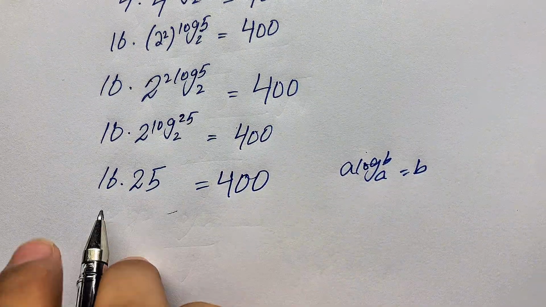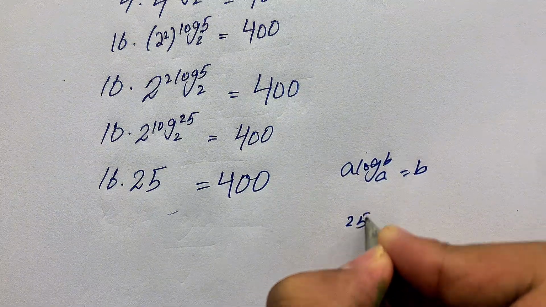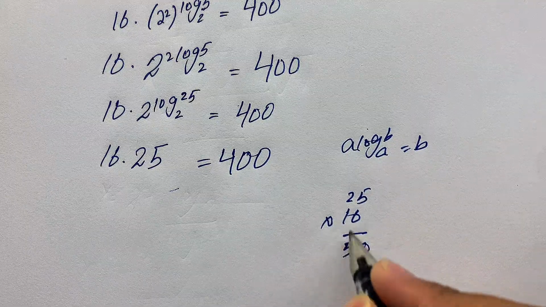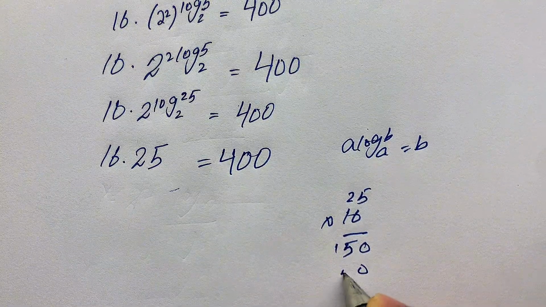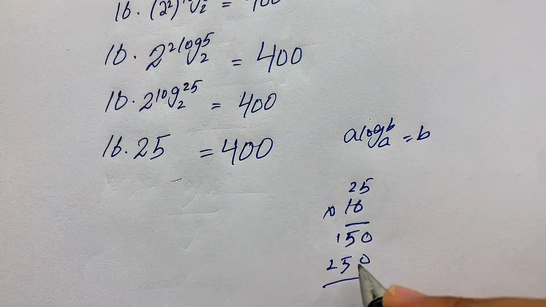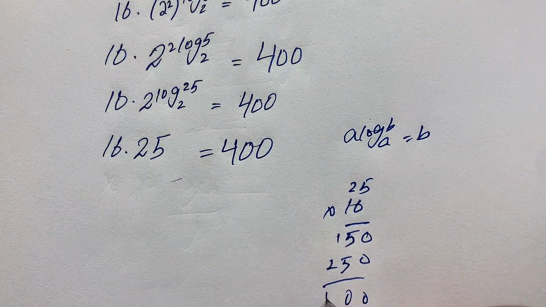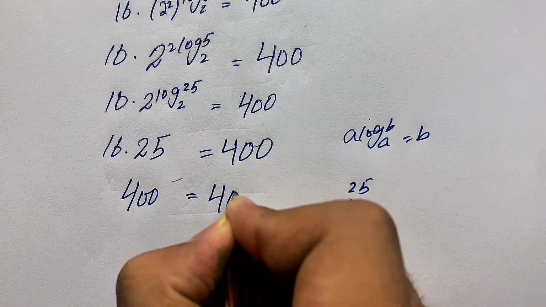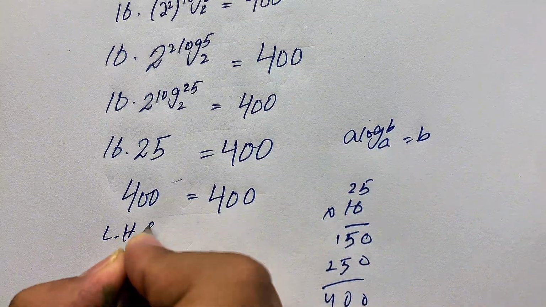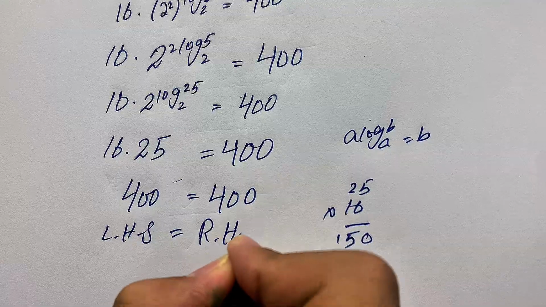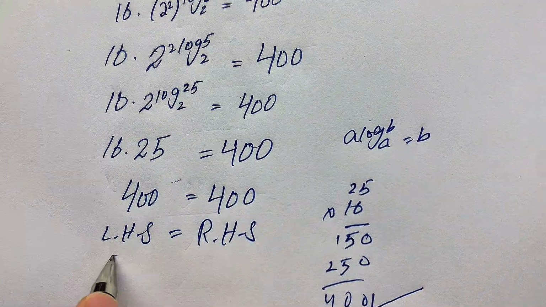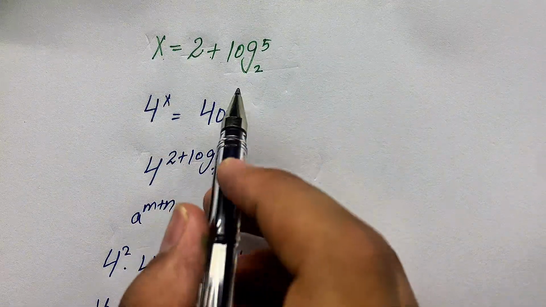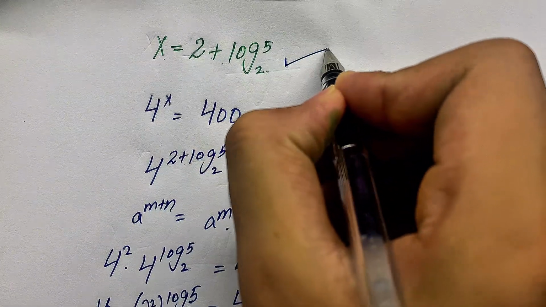Now 25 into 16 is 400, and our left hand side is also equal to right hand side, and now our answer is verified, and our value of x is equal to 2 plus log of 5 base 2.